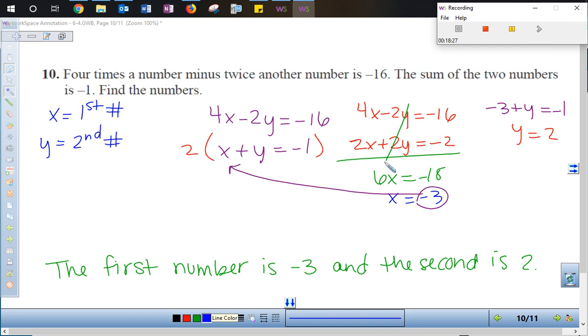Add them together and you're left with 6x equals negative 18, so x equals negative 3. I substituted x back into my second equation and got negative 3 plus y equals negative 1, so y equals 2. That means the first number is negative 3 and the second is 2.